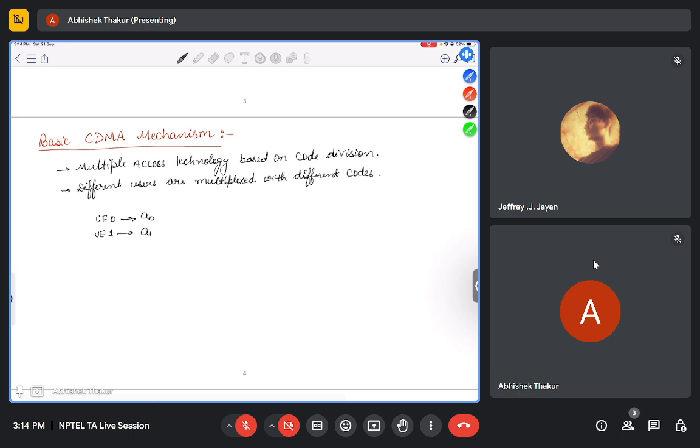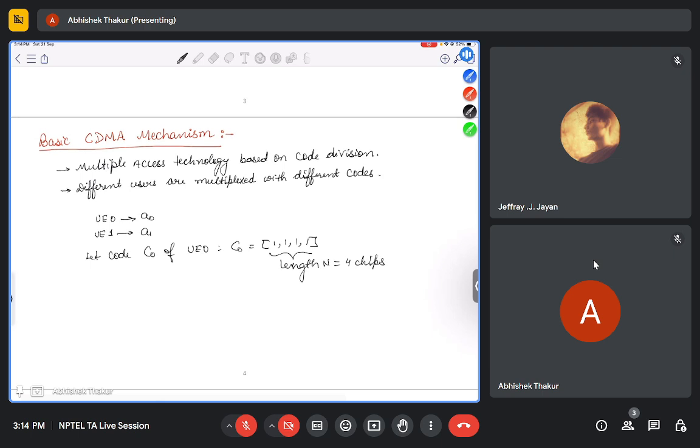And let the code C0 of user 0 be given as 1, 1, 1, 1. The length of the code is n, so n is equal to 4 here. So it can be called a 4-chip code. Each element of the code is termed a chip.